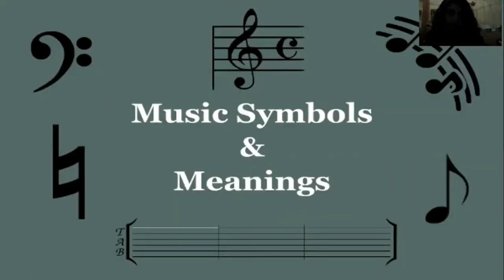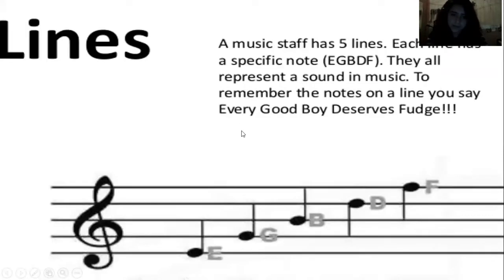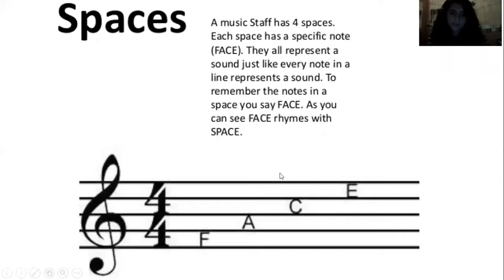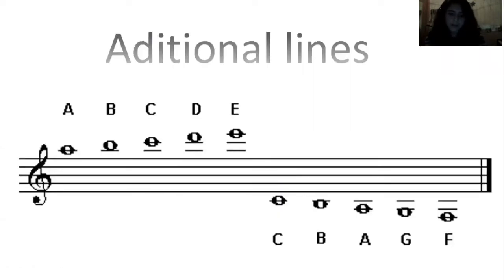Now we're going to talk about the musical notation. You've probably seen these lines before. This is what we call the staff. It is used to write melodies and harmony for every instrument. It is composed of 5 lines and 4 spaces. And also we have additional lines, as you can see here, on top and down.